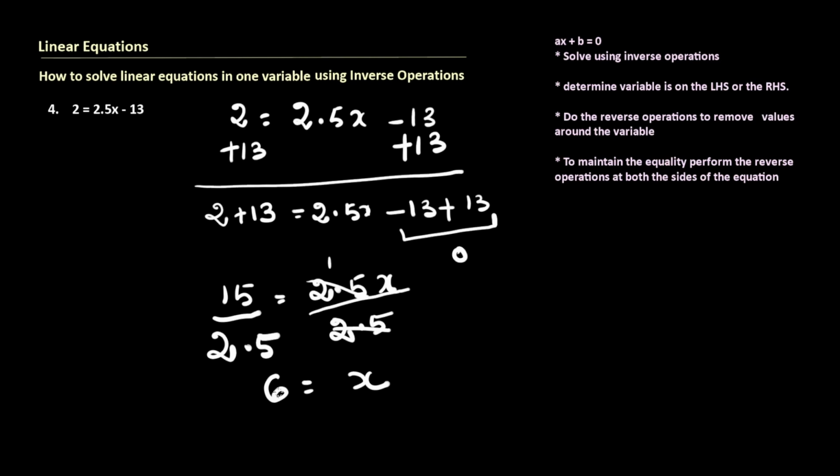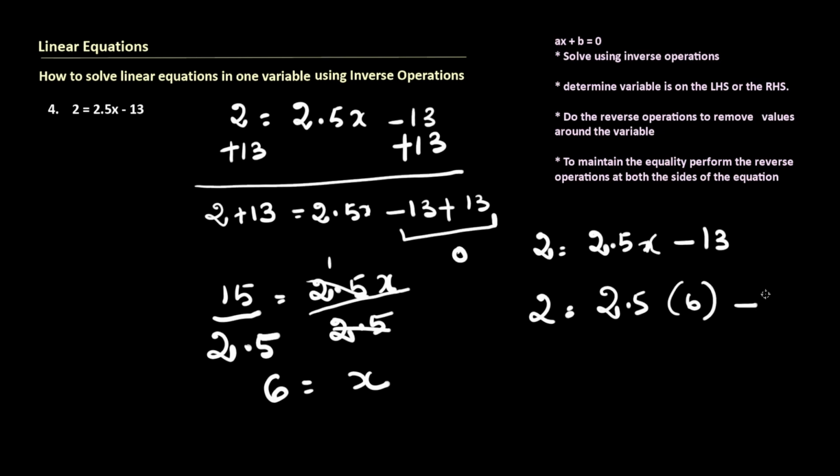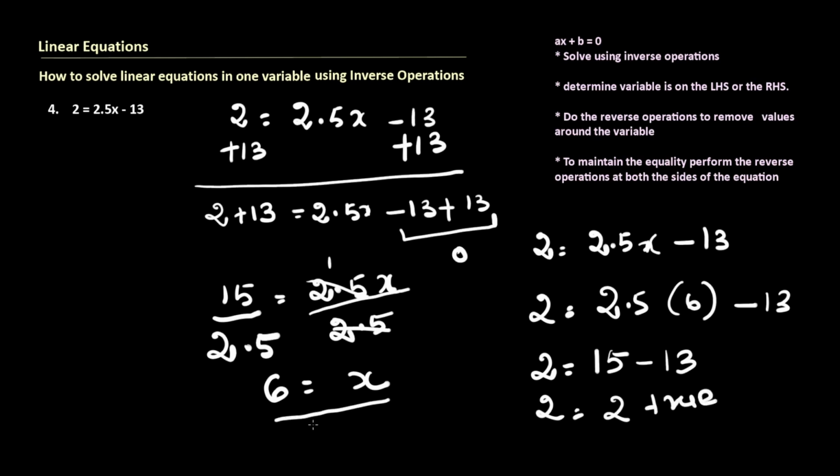So we are going to plug the value of x back into our original equation, that is 2 equals 2.5x minus 13. That is 2 equals 2.5 times 6 minus 13. 2.5 times 6 is 15. 15 minus 13. So 2 equals 15 minus 13, which is 2, which is true. That means our solution x equals 6 is right.